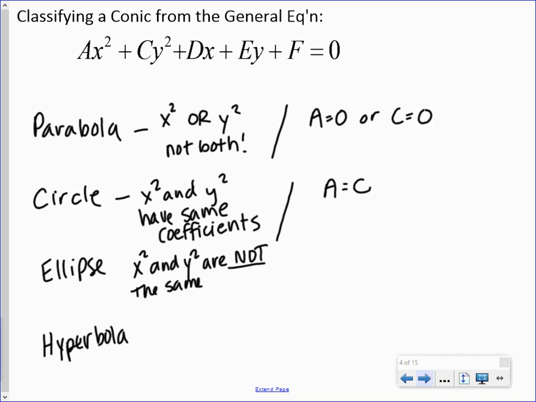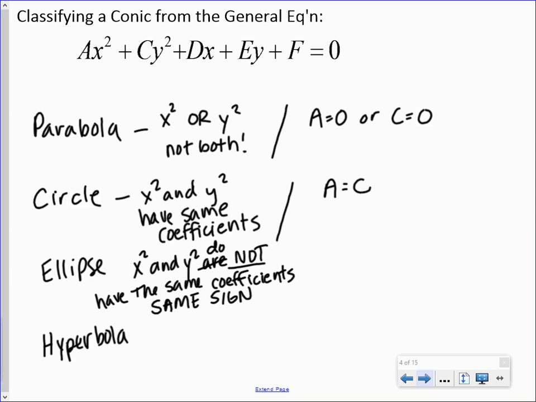Coefficients, or do not have the same coefficients, I should say. Do not have the same coefficients. But they do have the same sign. Okay, that's really important.